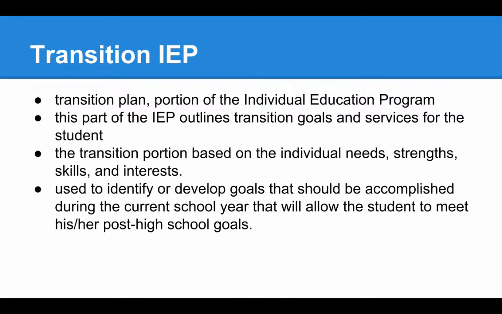The transition IEP. This is something that happens when they are 16 years old, and it's used to identify or develop their goals that should be accomplished during the current school year or years that will allow the student to meet their post-high school goals. So the entire portion of the IEP has a transition plan within it.